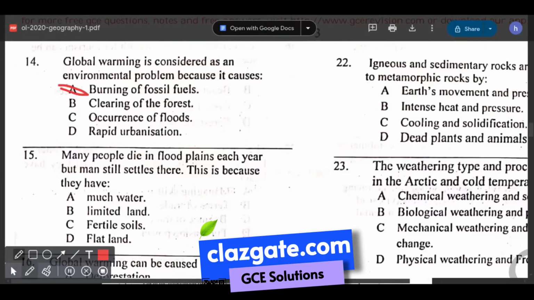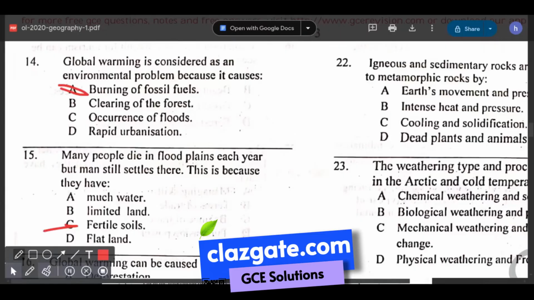Many people die in floodplains each year, but man still settles there. This is because we have A, much water; B, limited land; C, fertile source; D, flat land. Man still settles there because of the fertile source.